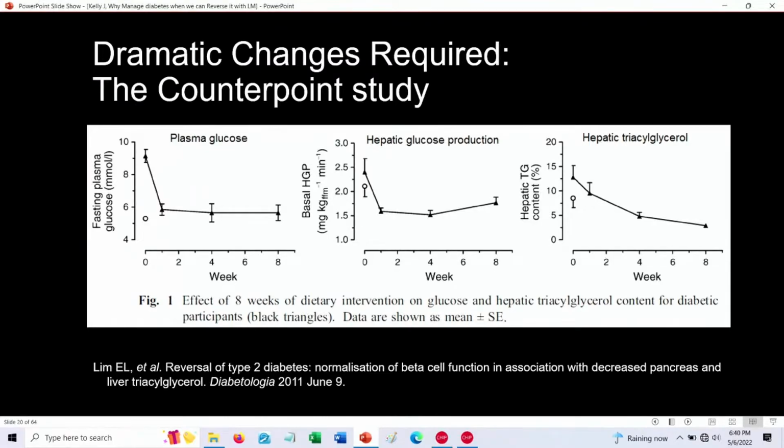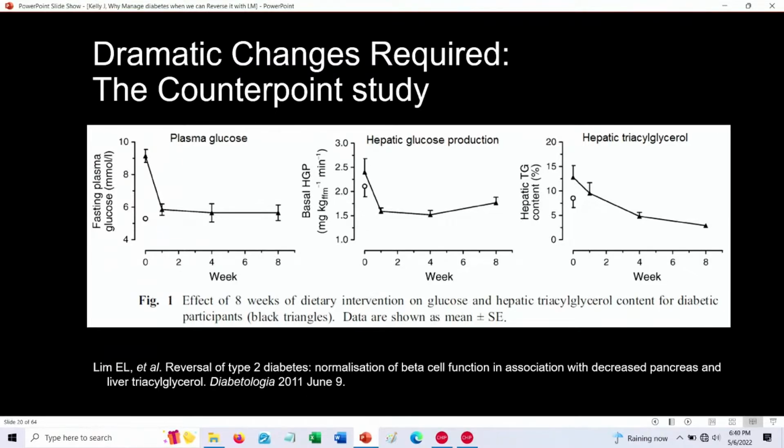But if we look over on the right-hand side, this is where they're looking at the triglycerol, or the fatty liver, okay? Hepatic triglycerol is a medical term for fatty liver. And what you see there is that line coming down. By the end of 8 weeks, that was largely resolved. No more fatty liver. Well, the same thing was happening in the pancreas.